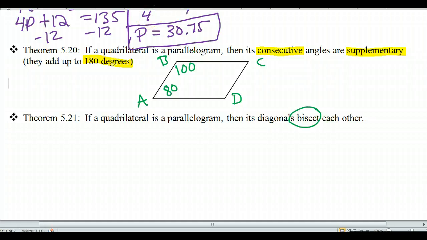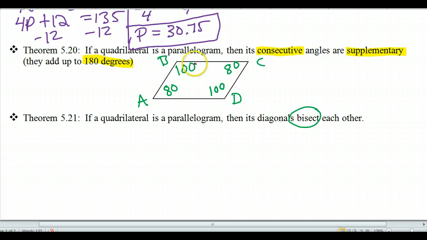All right, Jill asked a good question, which basically takes us back to what we were talking about before. You should be able to automatically tell me what angle C is also, shouldn't you? What's angle C, everybody? 80, because opposite angles are congruent. And what's angle D then, everybody? 100.